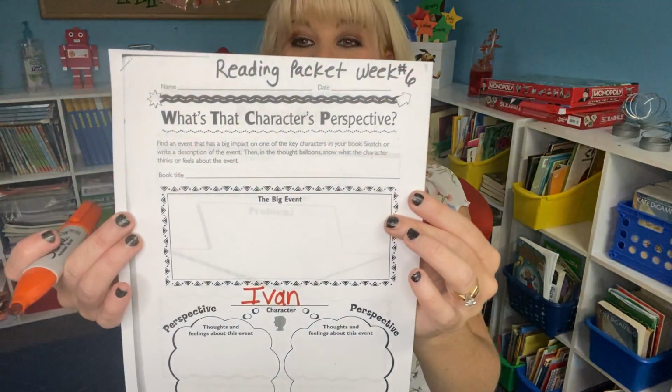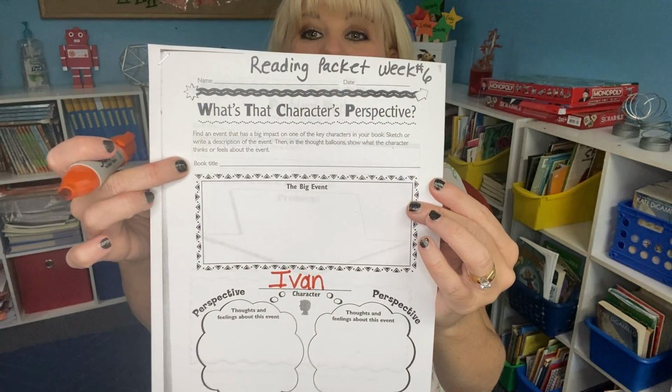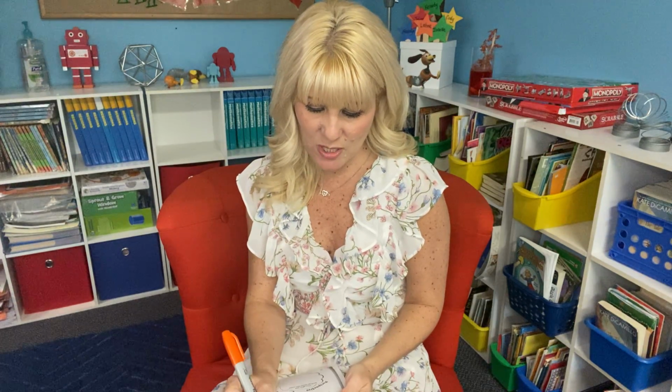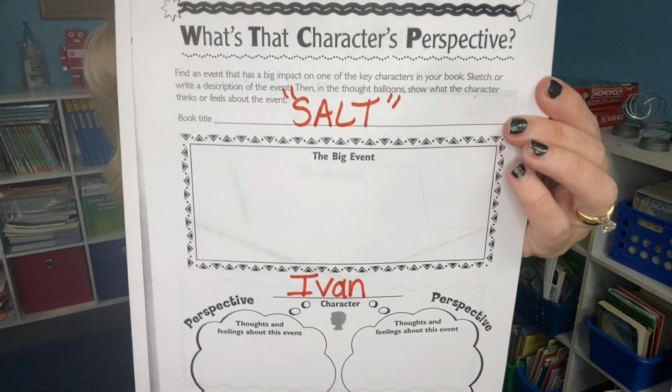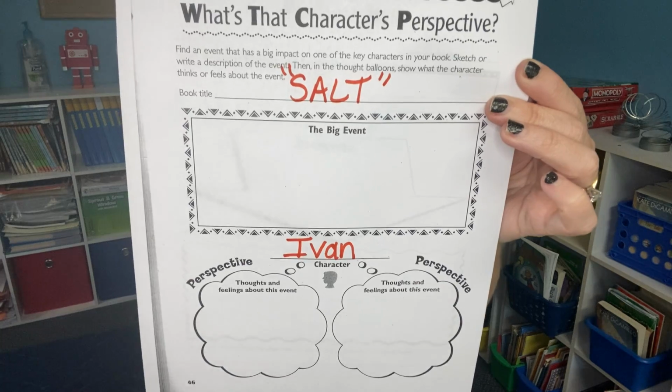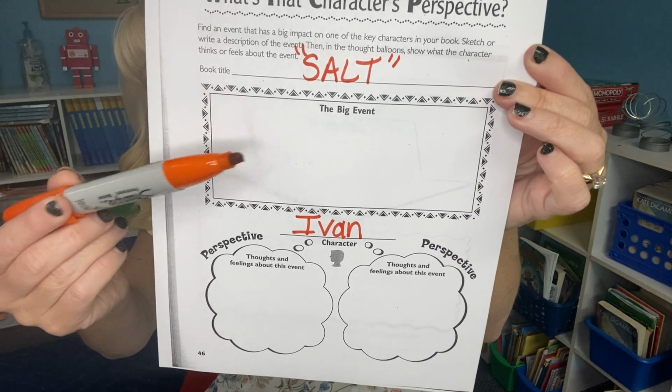Ivan was one of the most amazing characters in the story. Then the next thing we're gonna fill in is right here, the title of the story. You all know the title of the story is Salt. So we're gonna write Salt, and we're gonna put quotes around it because it's a title, or you could have underlined it. So you're gonna put Salt and Ivan. Now we only have 3 areas we have to fill in on this worksheet. You're gonna fill in next the big event.